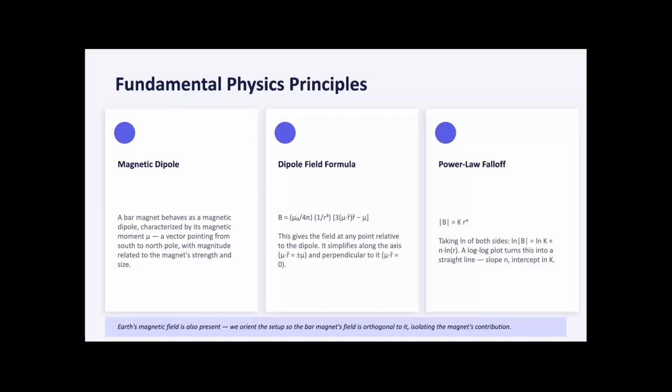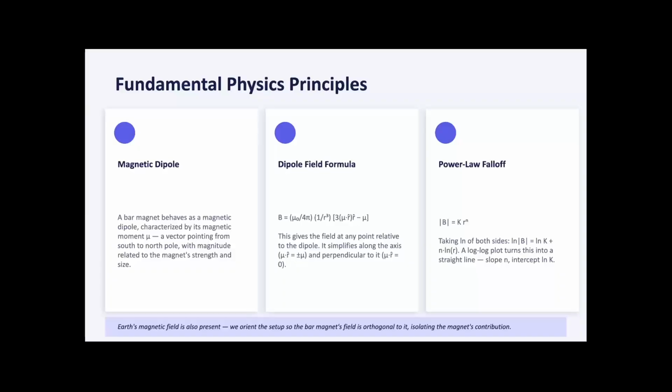3 core ideas underlie this lab. First, a bar magnet behaves like a magnetic dipole, characterized by a magnetic moment mu, a vector pointing from the south pole to the north pole. Second, the general dipole field formula: B equals mu naught over 4 pi times 1 over r cubed times the quantity 3 times mu dot r hat times r hat minus mu. This expression gives the field at any point in space relative to the dipole. It simplifies nicely along the magnet's axis, where mu and r hat are parallel, and perpendicular to the axis, where their dot product is 0.